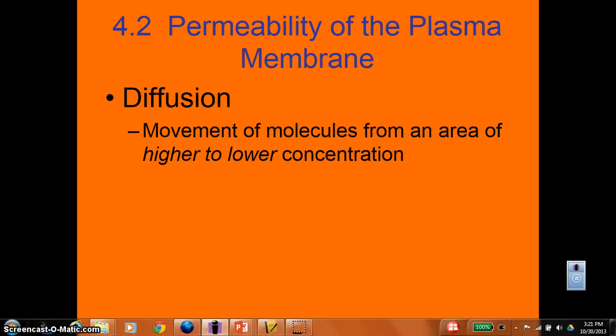Okay, diffusion: movement of molecules from an area of higher to lower concentration. You must memorize this definition. It's very, very important that you do.